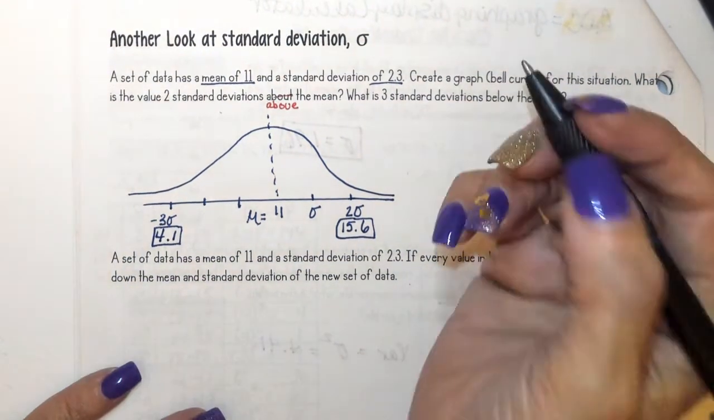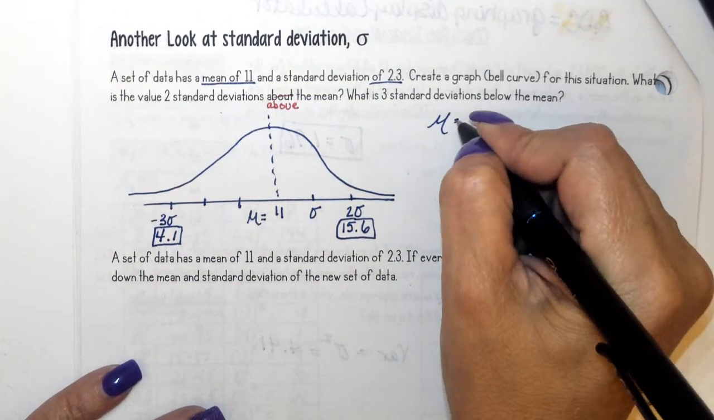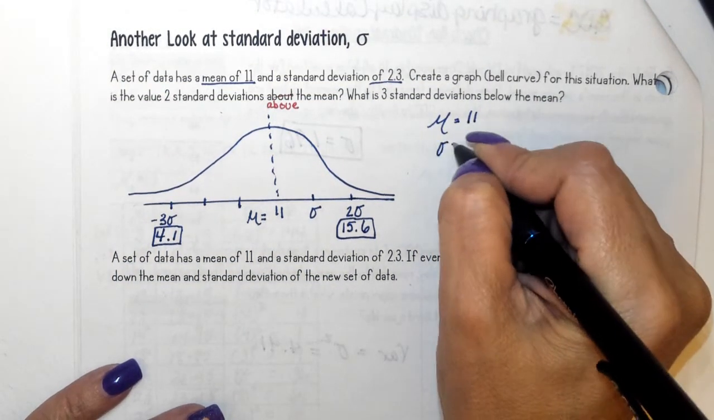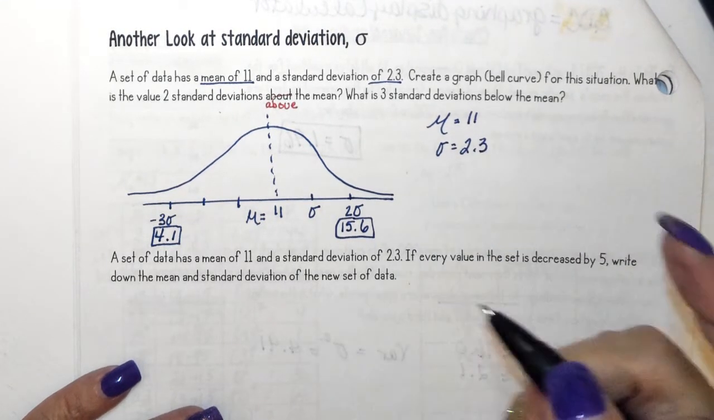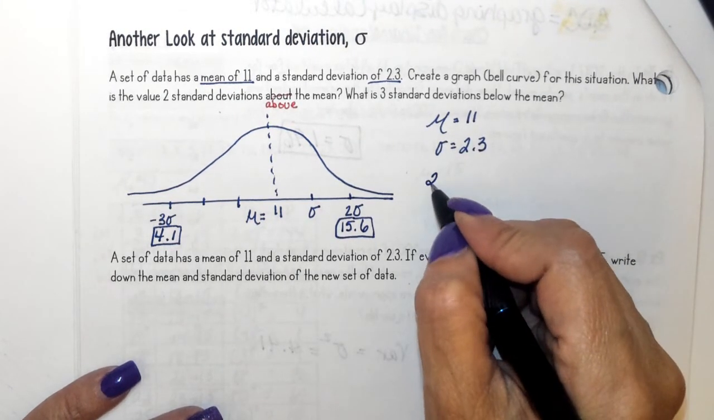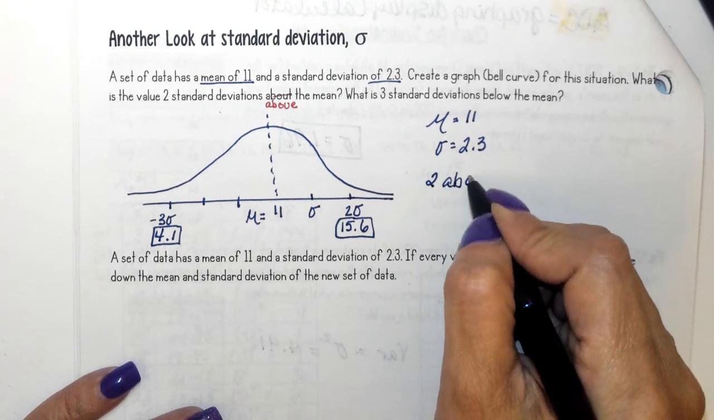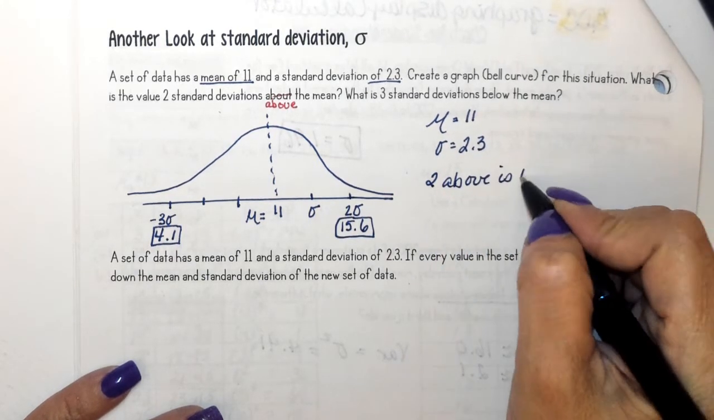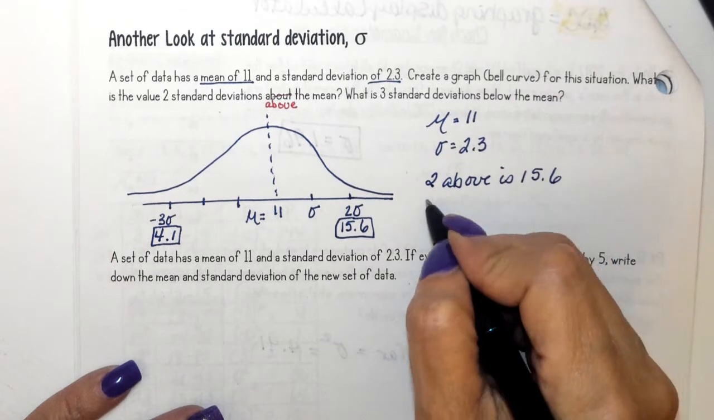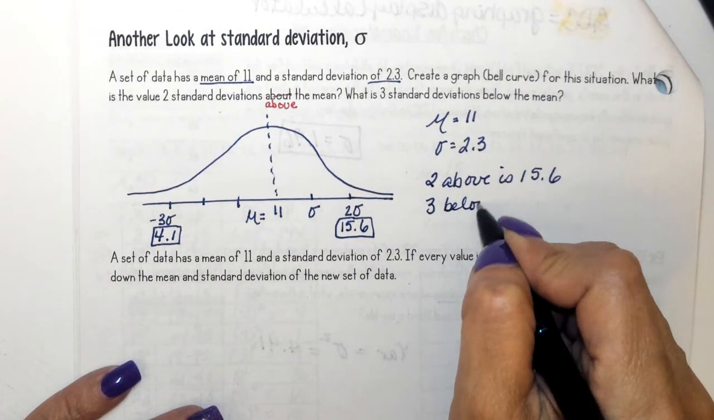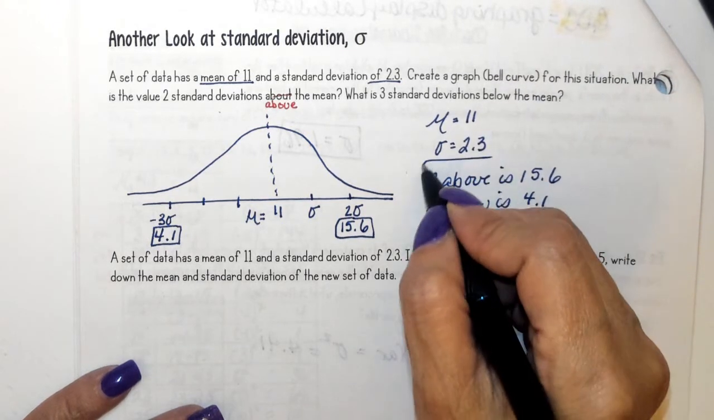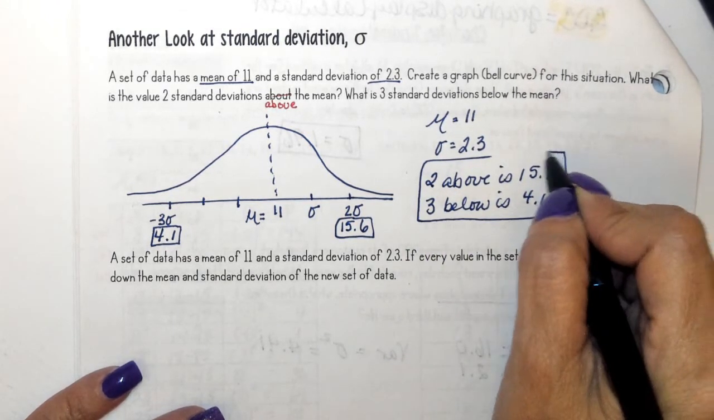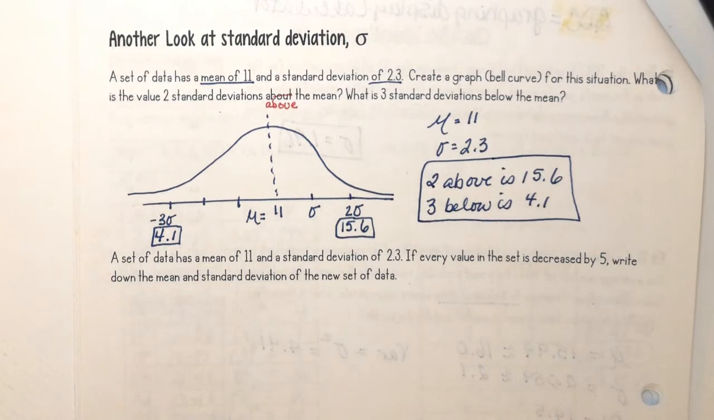How would I write that? Well, I could do a couple different ways. The mean is 11. The standard deviation is 2.3. I could actually write the words 2 above is 15.6 and 3 below is 4.1. You could draw, really, in my mind, the best way to do this one is to draw a picture and put it that way.